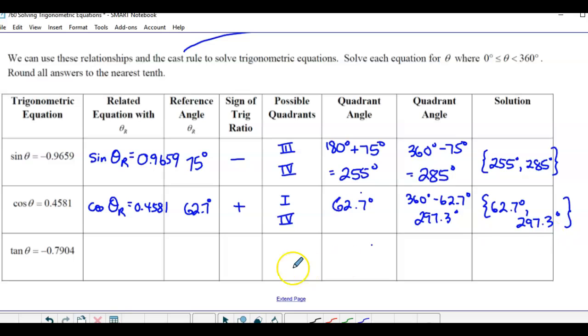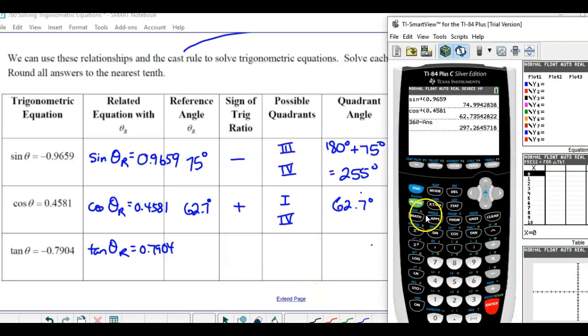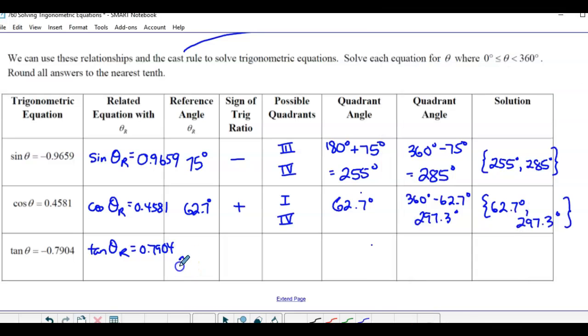Okay. Then tan, so reference angle, we make the ratio positive. All right, and then we're going to go second tan of 0.7904. And that, to the nearest tenth, is 38.3.